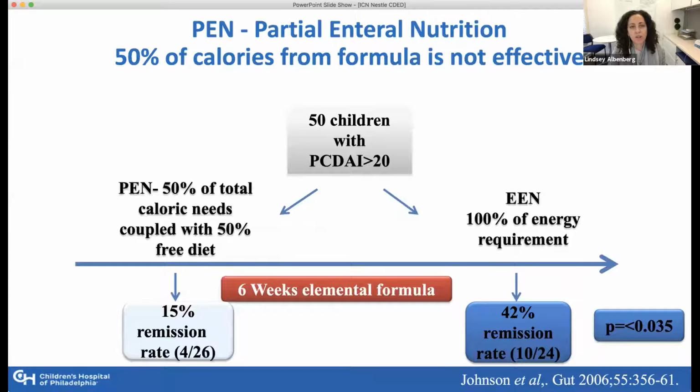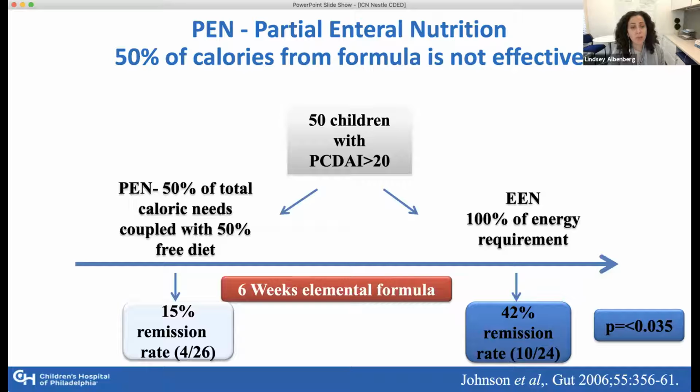So we'll start with partial enteral nutrition. This was a randomized trial back in 2006 where 50 children with Crohn's disease with a PCDAI greater than 20 were randomized to receive EEN with 100% calories from formula versus PEN with 50% of calories from formula and otherwise an unrestricted diet. The formula here was elemental and the duration of treatment was 6 weeks.